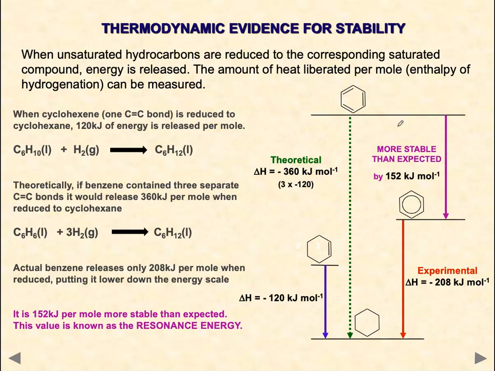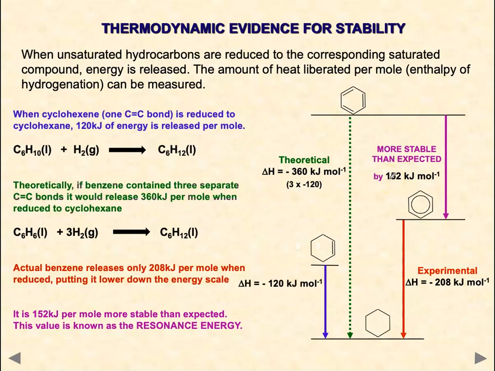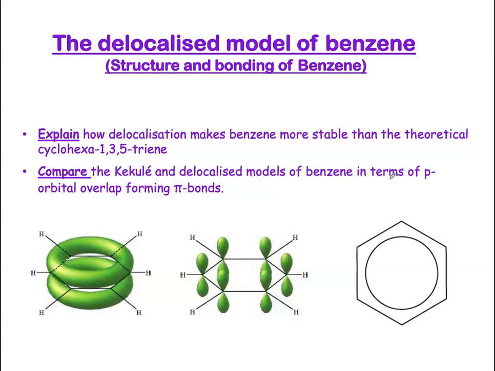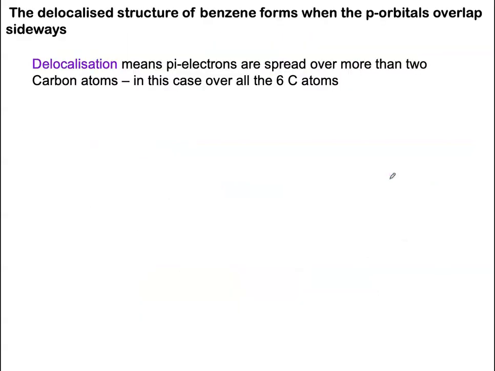Now let's look at why benzene is more stable. What gives benzene the stability? Why is it lower than cyclohexatriene on an enthalpy level diagram? Why is benzene more stable by 152? This is to do with what we call delocalization in benzene. What does this mean?